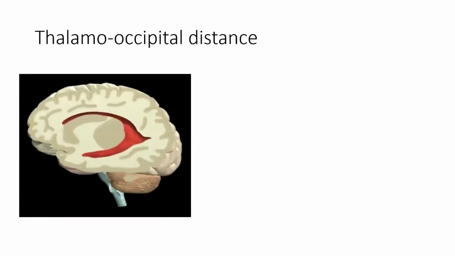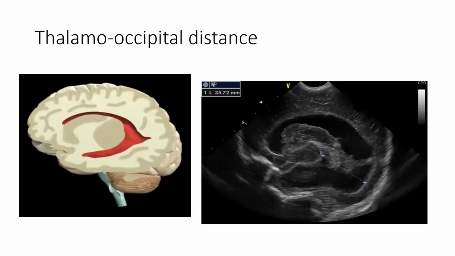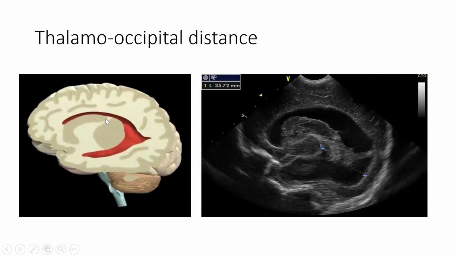This is your last thing, the thalamo-occipital distance. Again, you can use the parasagittal view. If you see, this is your lateral ventricle over here, this is your old hemorrhage, and this is your choroid plexus. So be sure that you are measuring on the posterior wall of your thalamus to the occipital horn of the lateral ventricle, and you will get this kind of number on your screen. It looks like 35, but anything more than 26 is abnormal.